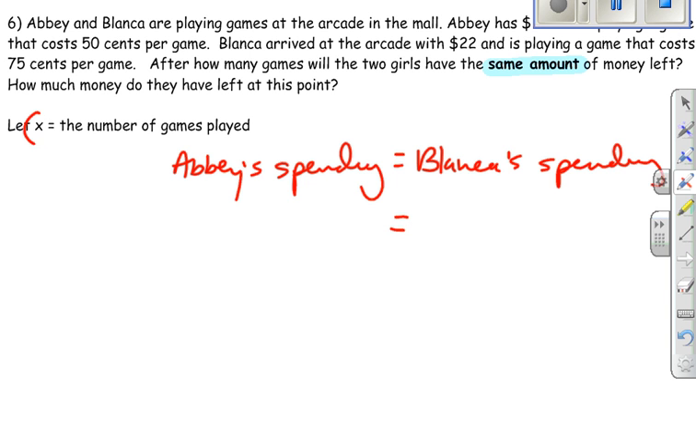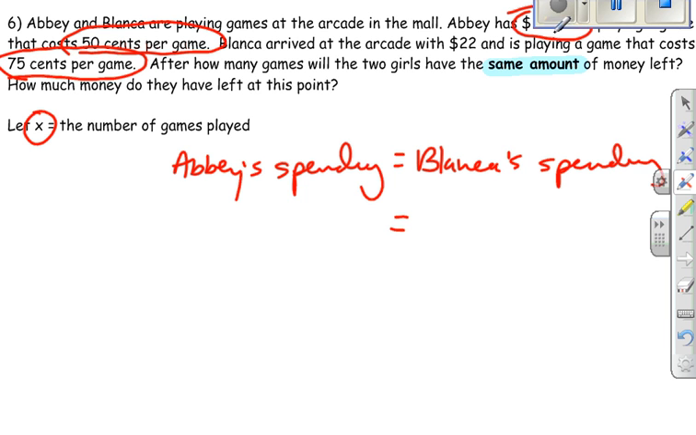Now they've done us a favor. They've given us a variable for our let statement. They're telling us let x equal the number of games played. So the first thing we might want to think about is how much it's costing them as they play these games. And Abby's is 50 cents a game. And Blanca's is 75 cents a game.